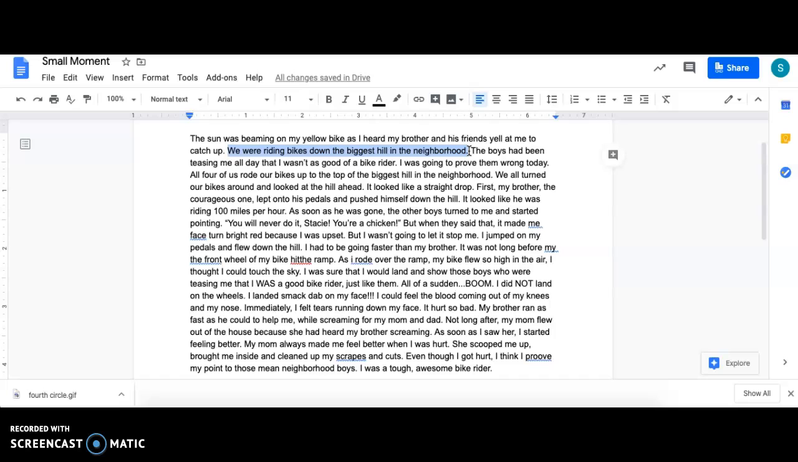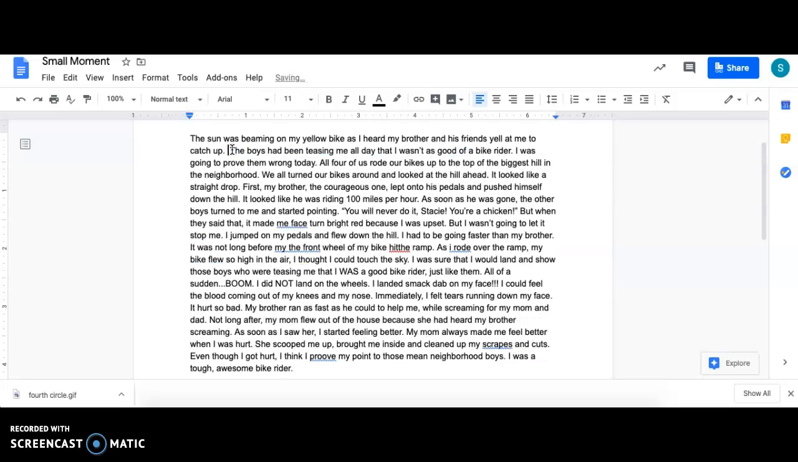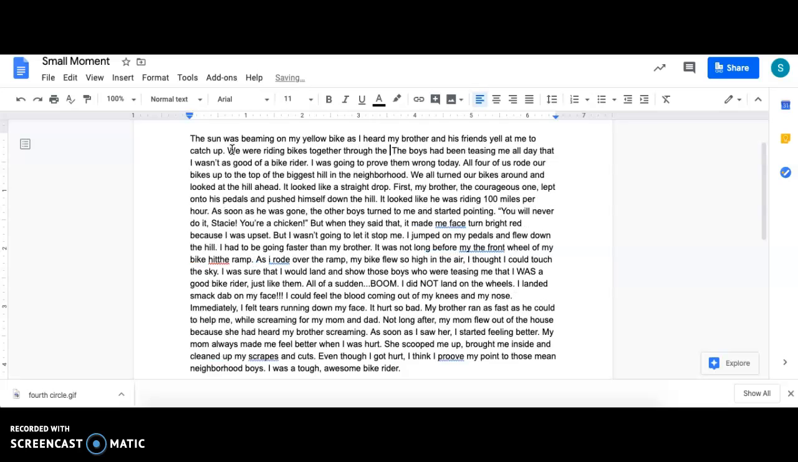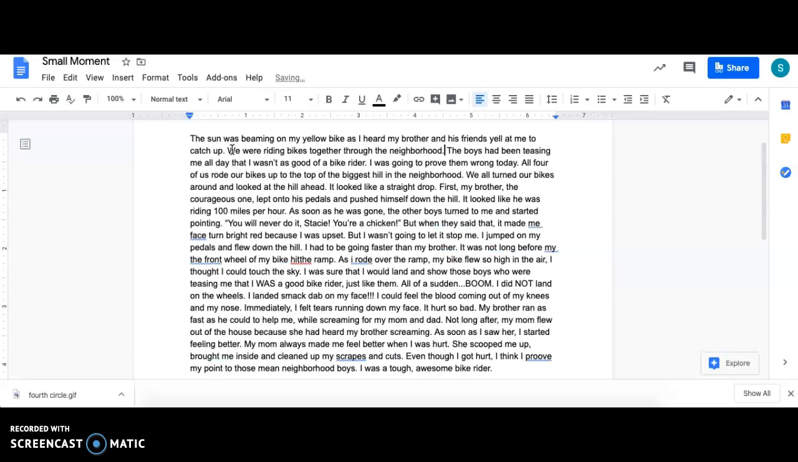But I'm kind of thinking that I don't really like the way I worded that, because really, we were riding bikes all over the neighborhood. The biggest hill just happened to be where we were when I got really hurt. So instead of saying my sentence like that, I'm going to take that sentence out and rewrite it so that it makes my story a little bit more clear for my reader. So instead of saying we're riding bikes down the biggest hill, I'm saying, okay, so his friends yell at me to catch up. We were riding bikes together through the neighborhood. Okay, because that's what we were doing. And I like that a little bit better.